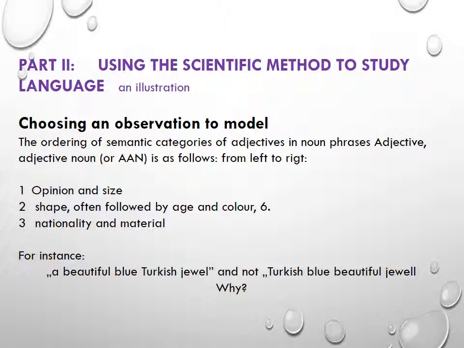If a noun is preceded by adjectives expressing the semantic categories of opinion, size, shape, age, color, nationality, and material, starting from left to right, speakers place the adjectives representing opinion and size first, shape, age, and color second, and nationality and material third. So, for instance, the English say a beautiful blue Turkish jewel, but not a Turkish blue beautiful jewel.